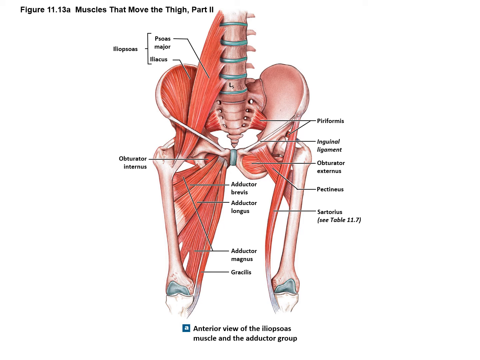One of the last muscles I want to talk about on this slide is the sartorius. I'll point it out again when we actually have all the muscles of the thigh apparent, but the sartorius is going to originate at the anterior superior iliac spine and insert at the tibia. Its action is to abduct and externally rotate the thigh.